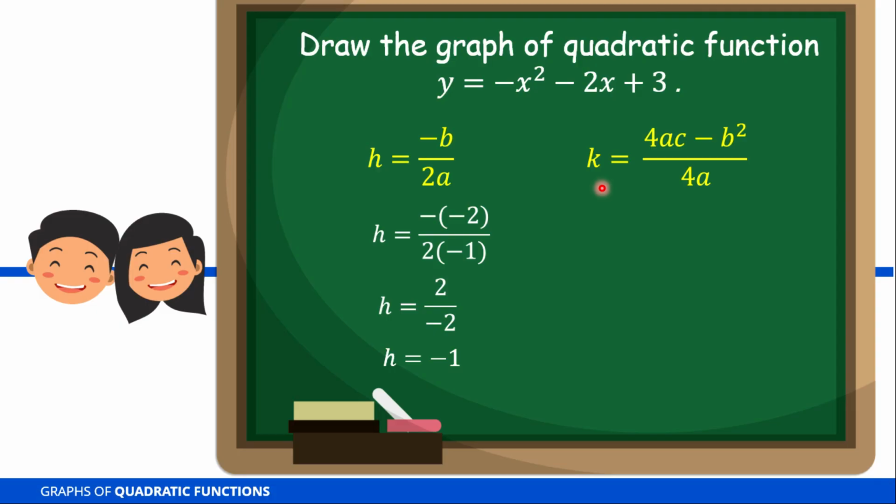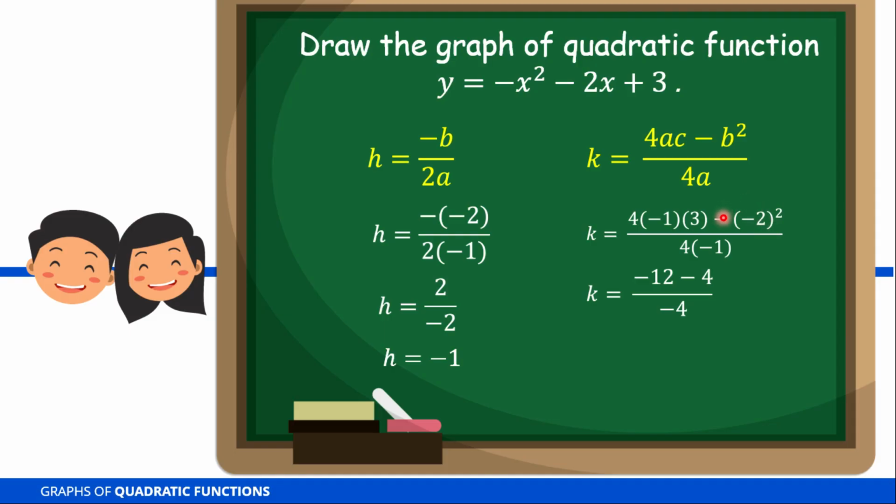Next, we have k. Ipalit natin yung values ng a, b, and c dito sa ating formula. Let's have 4 times a, which is negative 1, times c, which is positive 3, minus b squared. We have negative 2 squared, all over 4 times a is negative 1. I-simplify natin ito, numerator muna. So we have 4 times negative 1 times 3, answer is negative 12. And then, negative 2 squared, or negative 2 times negative 2, answer is positive 4.